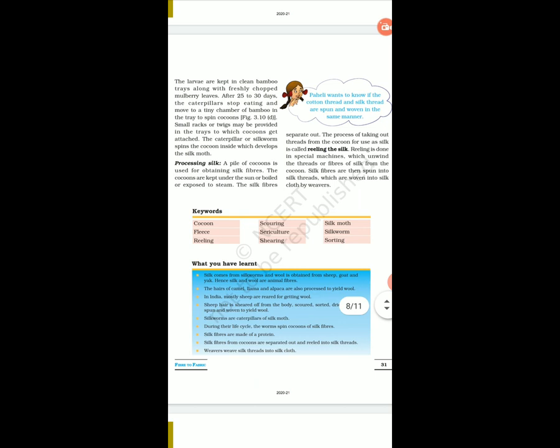So this is how the silk cloth is produced, right? The silkworm, from the egg it comes to larva, then pupa, it makes cocoon, then the cocoons are used to make silk fibers, that is called reeling of silk, and it is done in machines, and then these fibers are spun into threads, made into yarn, and the clothes are prepared from it.